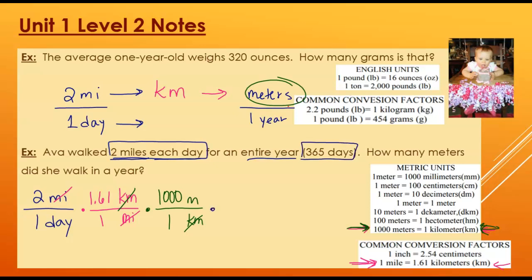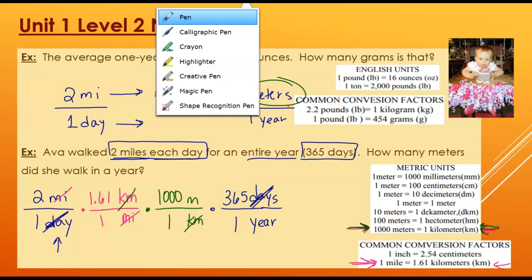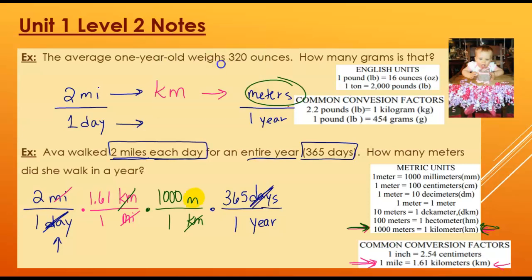Well, now to cancel diagonally, I have day on the bottom, so I need days on top. And year is the other relationship, so there are 365 days in 1 year. The days all the way over here, all the way over there, cancel. That's days divided by days, and we're left with year. Let me highlight this. We have meters on top, everything else canceled, and we have years on the bottom. We finish by multiplying straight across and then dividing.